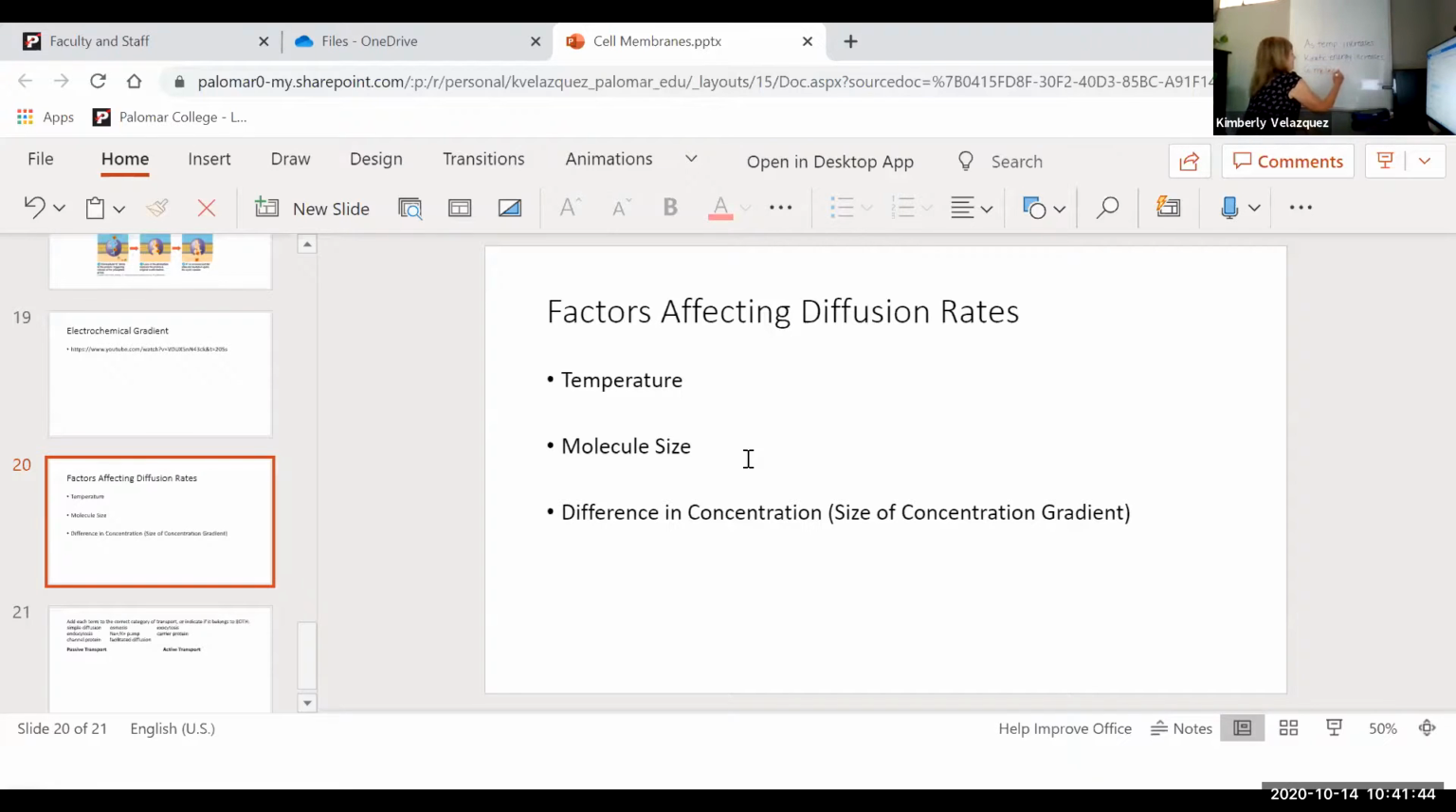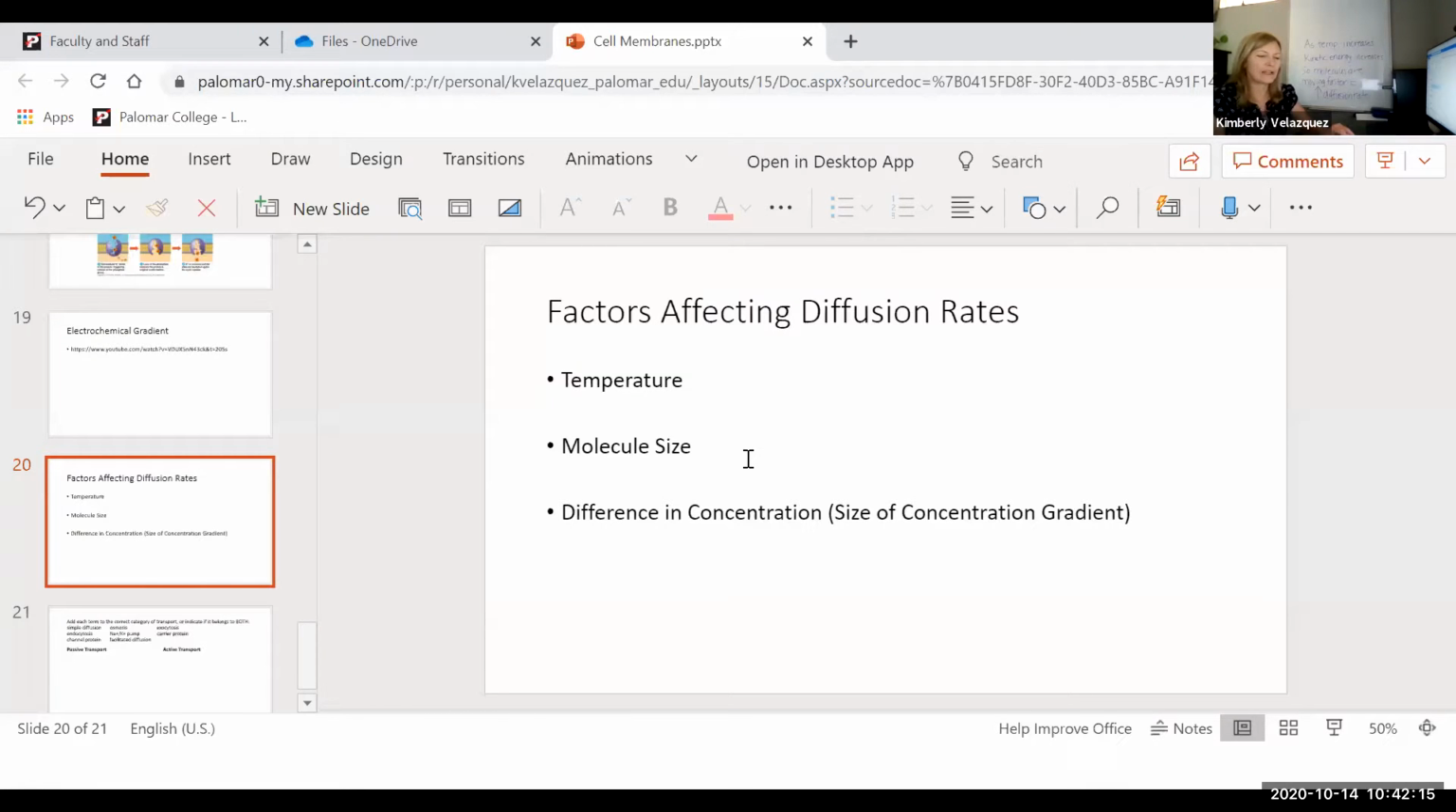So molecules are moving faster. You can assume if molecules are moving faster, that means diffusion rate is increasing. In other words, as temperature increases, diffusion rate increases. Any questions about that?